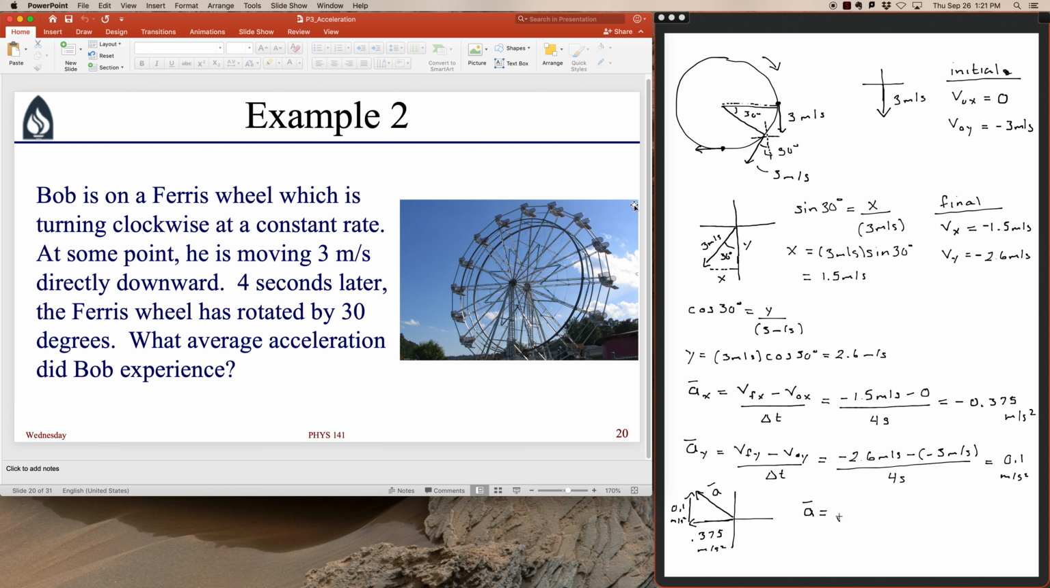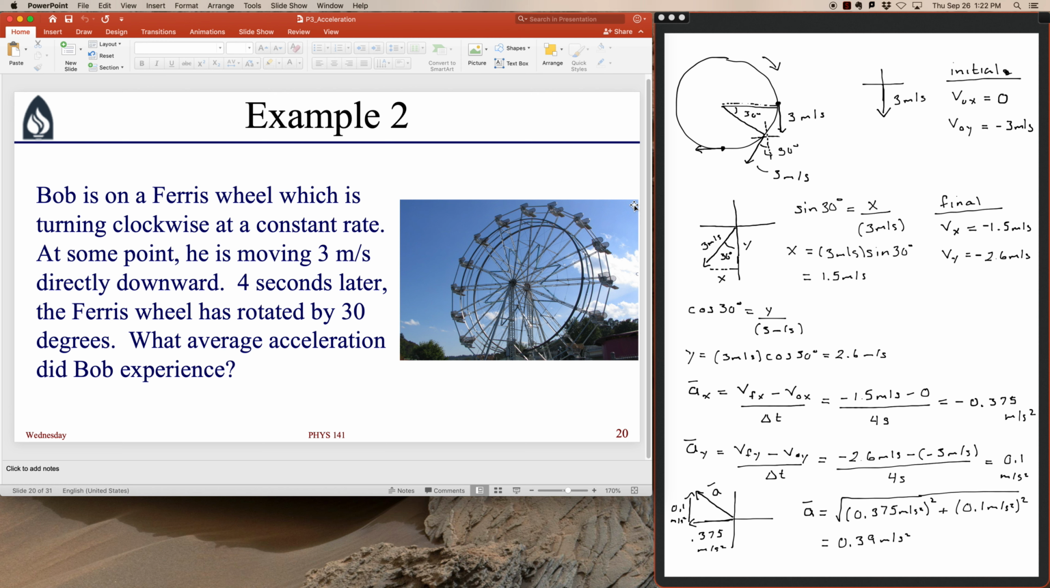So then I can find the magnitude of the average acceleration by using the Pythagorean theorem. So that's going to be 0.375 meters per second squared, squared, plus 0.1 meters per second squared, squared. And then I take the square root of the whole thing, and that gives me a value of 0.39 meters per second squared. So that would be the magnitude of my average acceleration.